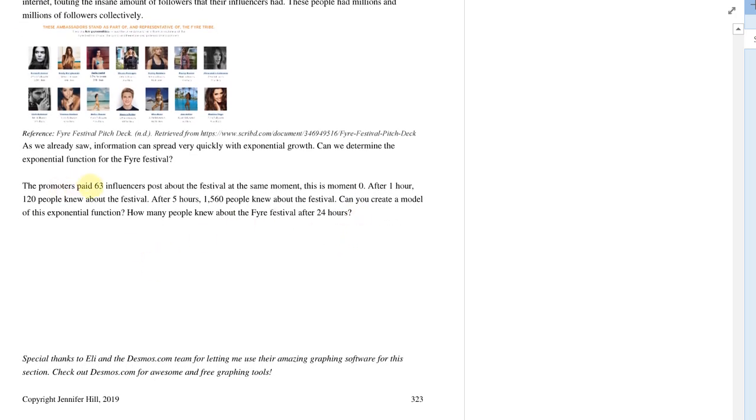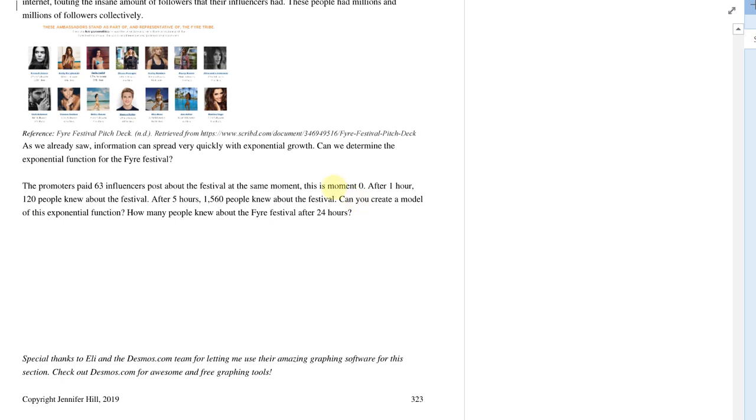The promoters paid 63 influencers to post about the festival at the same moment. This is moment 0. After 1 hour, 120 people knew about the festival. After 5 hours, 1,560 people knew about the festival. Can you create a model of this exponential function, and how many people knew about the festival after 24 hours?